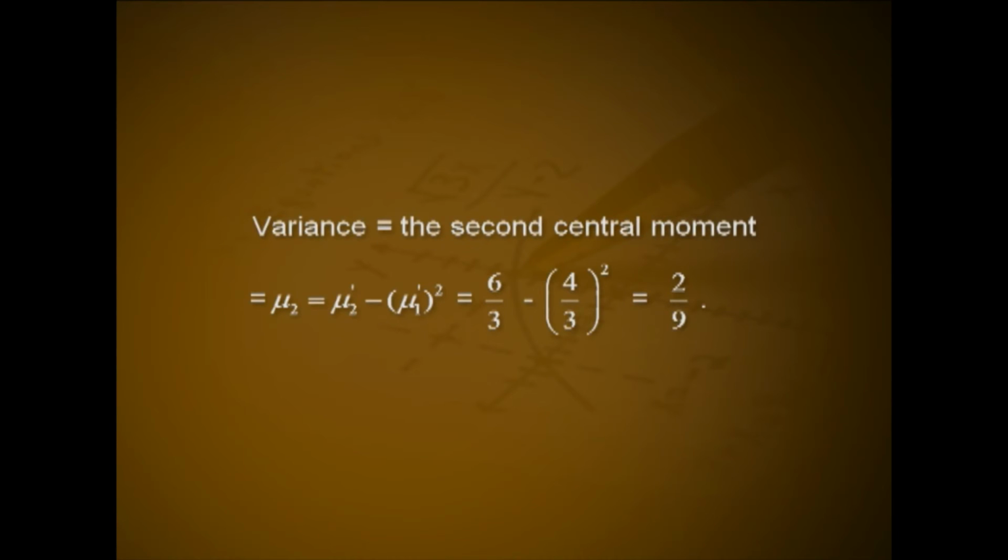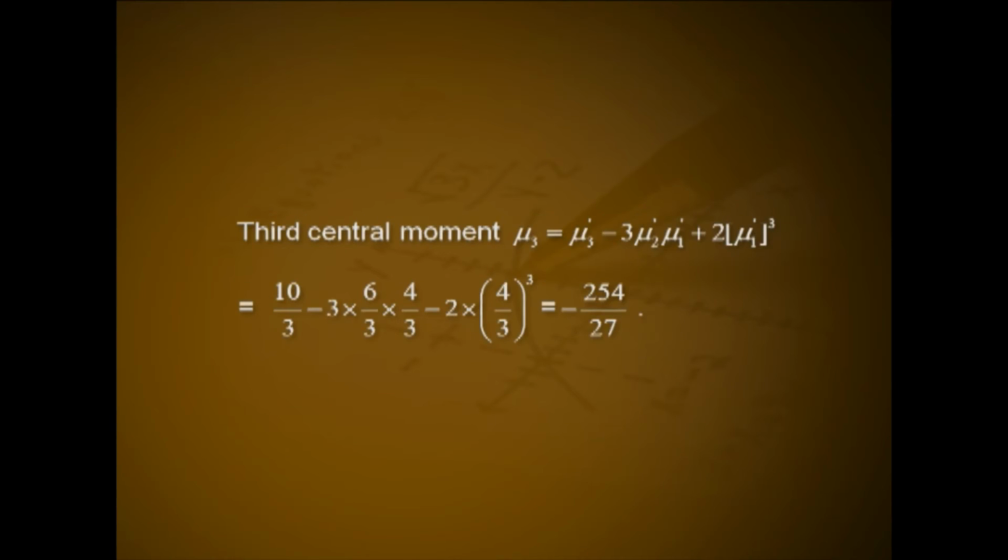And variance equal to the second central moment, that is mu 2 equal to mu 2 dash minus mu 1 dash the square, that is 6 by 3 minus 4 by 3 the square, that is 2 by 9. Third central moment mu 3 is mu 3 dash minus 3 mu 2 dash mu 1 dash plus 2 mu 1 dash cube, that is 10 by 3 minus 3 into 6 by 3 into 4 by 3 plus 2 times 4 by 3 cube. That is minus 254 divided by 27.